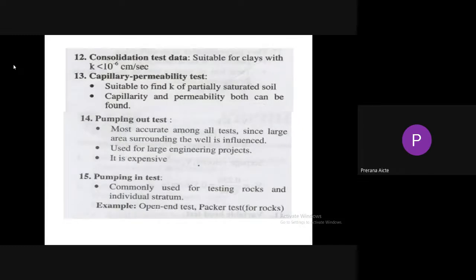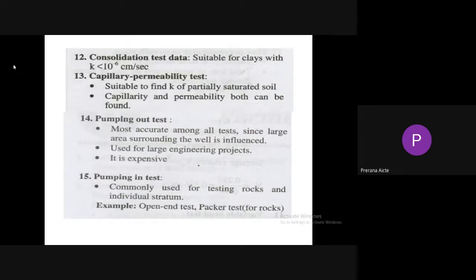The consolidation test is also done in the laboratory, but this test is suitable for clays with a coefficient of permeability less than 10 power minus 6 centimeter per second. The capillary permeability test is suitable for measuring the coefficient of permeability of partially saturated soils. So capillarity and permeability both can be found.